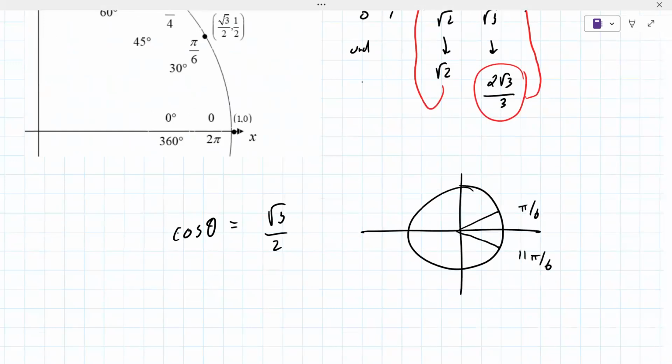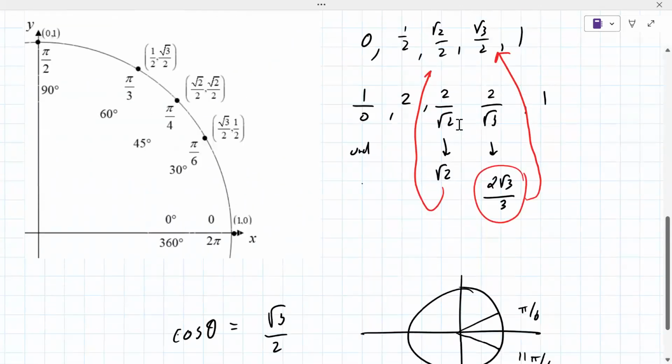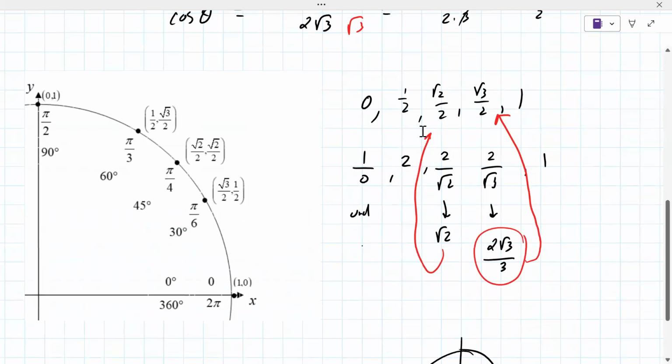If you scroll up a bit, could you explain how you got the 0 to 1 and then the numbers in between? Reciprocals, the flips. So that's the secant. But how did you know that you had to write down 0, 1/2, √2/2, and √3/2? These are the sine and cosine values. These are the cosecant and secant values. And then there's even more for tangent and cotangent.